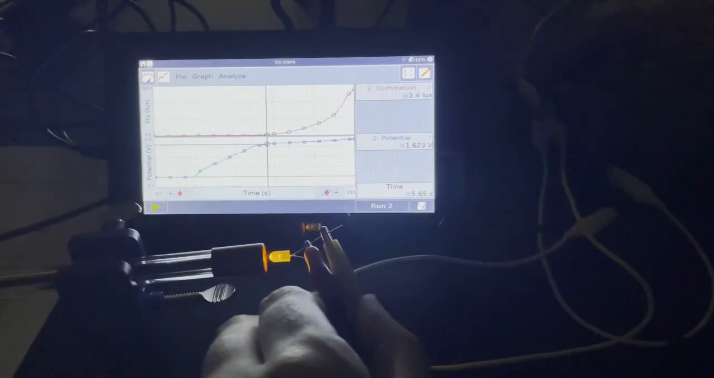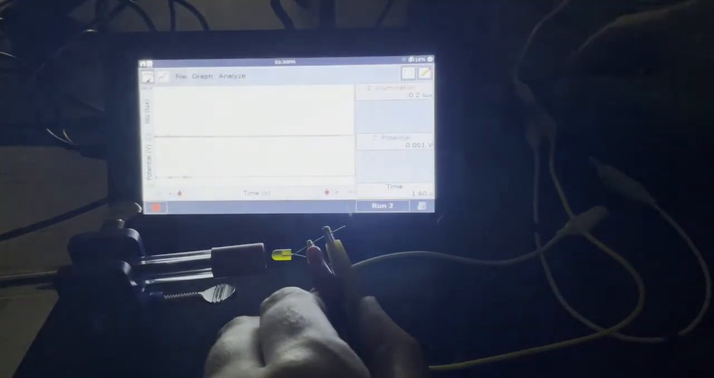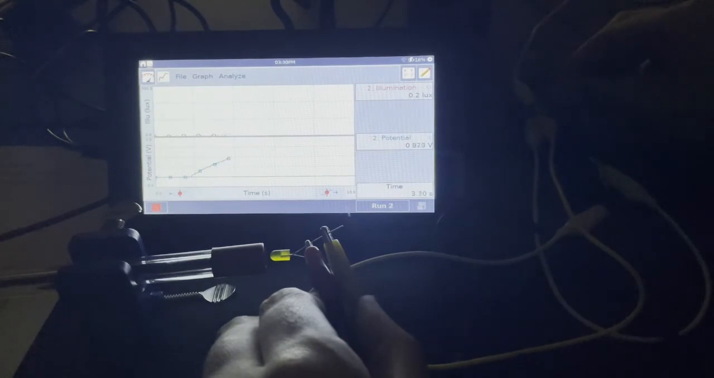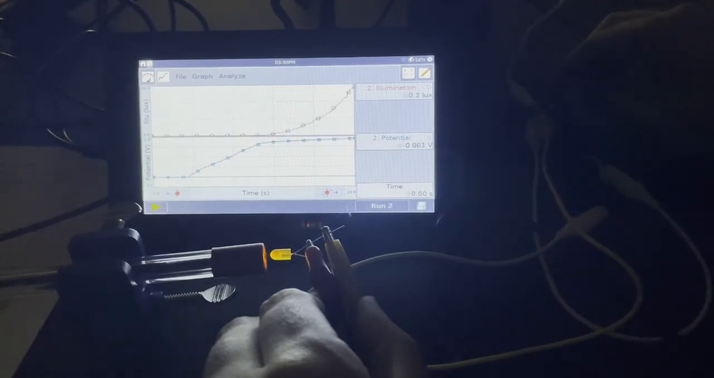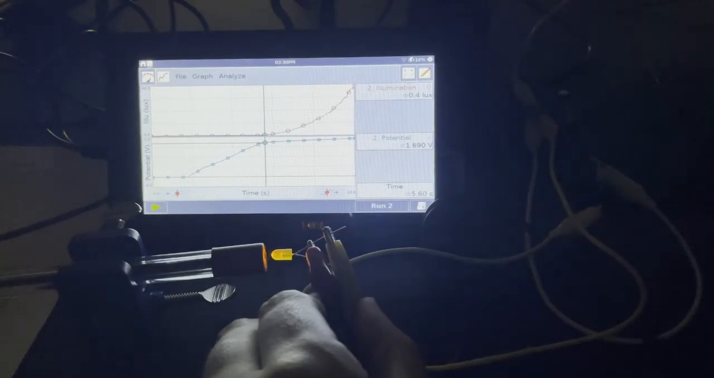All right, next we have our yellow light. Increasing the voltage. And it looks like right here we got a potential of 1.690 volts.